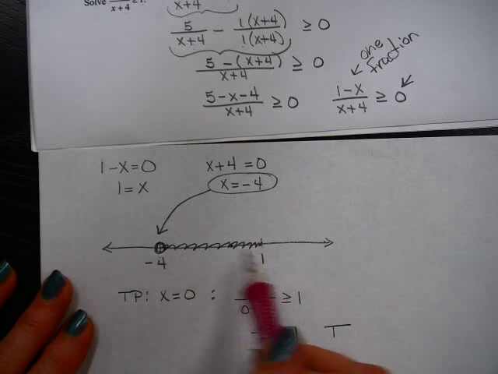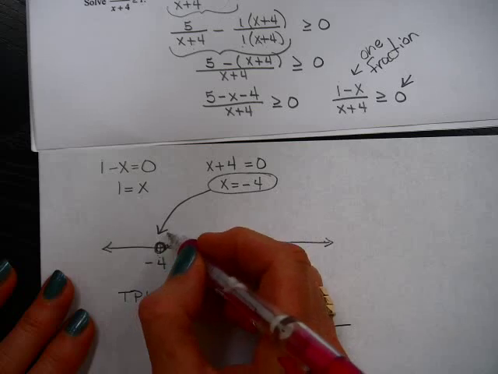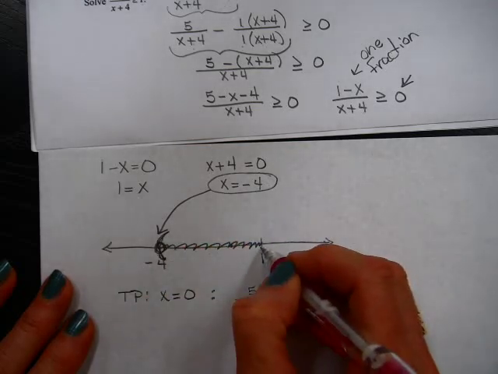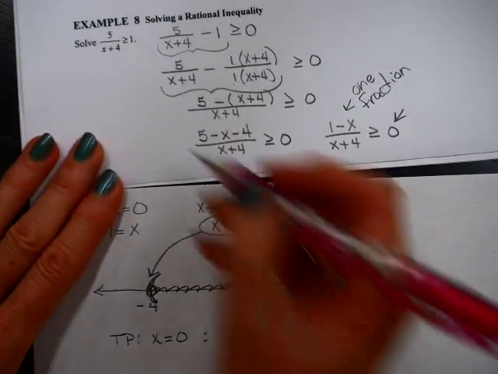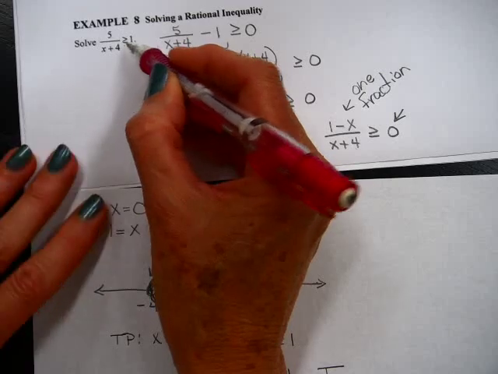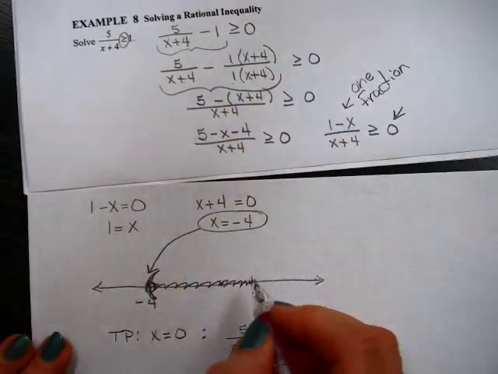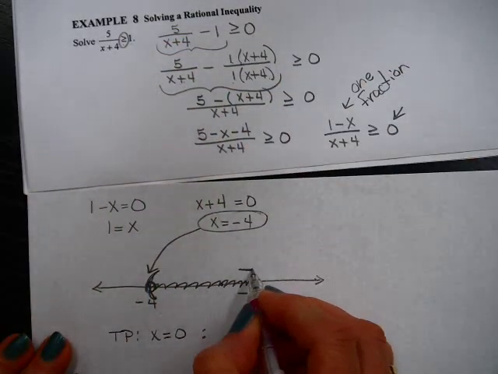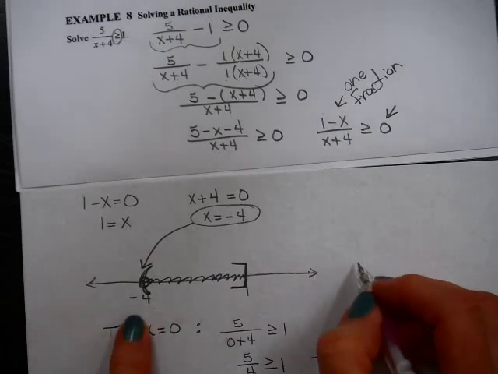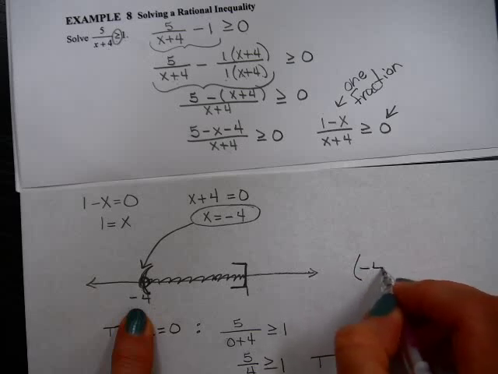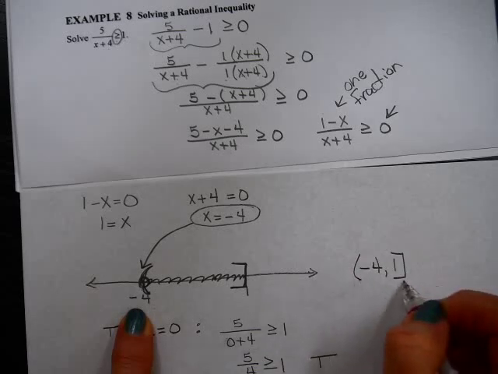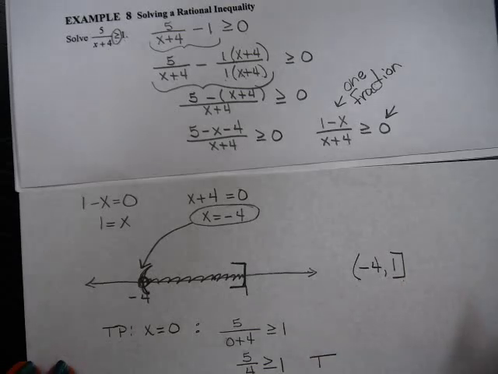Now figure out your endpoints. I know this one is a parentheses because I put my 0 there. This one, is it included or not included? Well, look back at your problem. It is included because of this equal to sign right here. That means included. It is a bracket. So my interval notation for this, endpoint to endpoint, left to right, -4 to 1, parentheses here, bracket here, and this is the solution set to this problem.